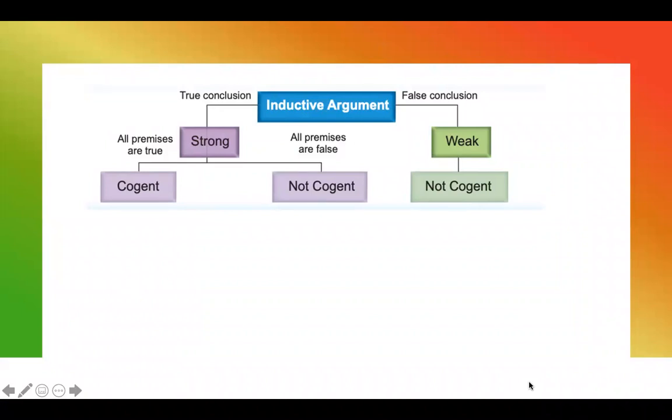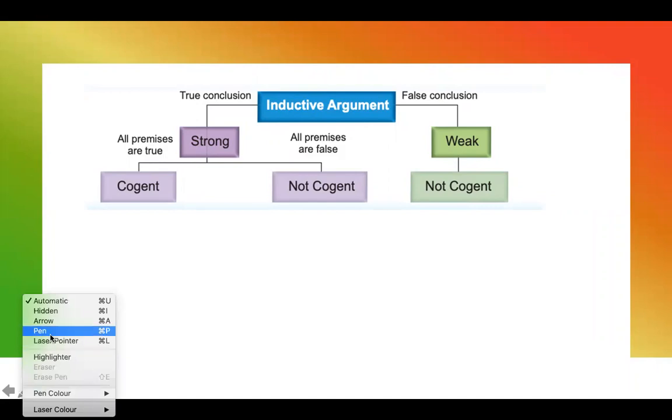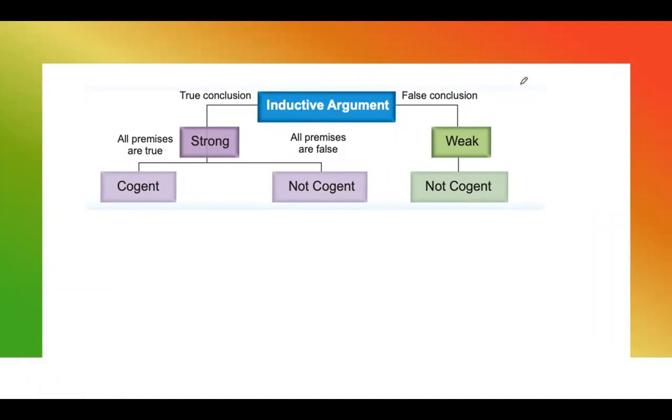Learn about deductive argument. So now we are going to learn about inductive argument. For inductive argument, we consider it strong or weak. If it is a strong argument, then the conclusion is true. If it is a weak argument, then the conclusion is false. That means we start from the specific, right? So inductive argument goes from specific to general.